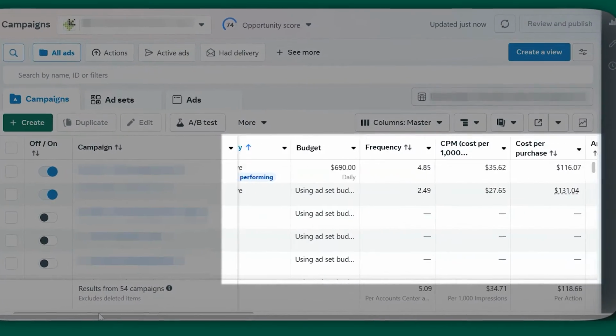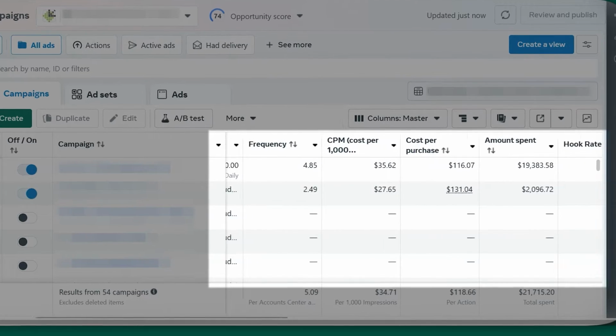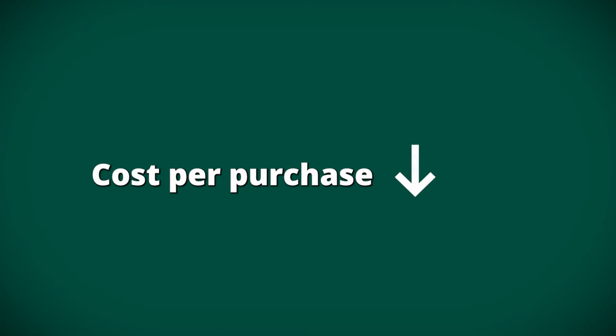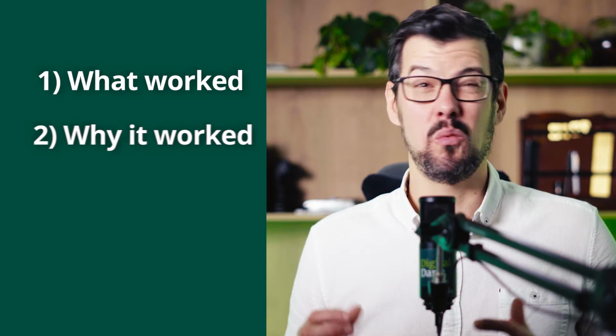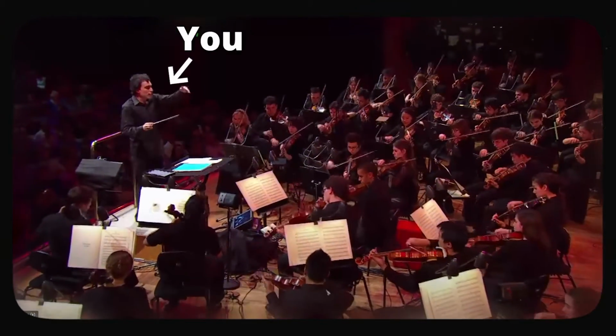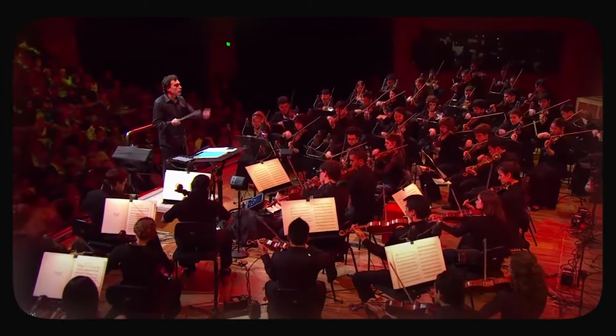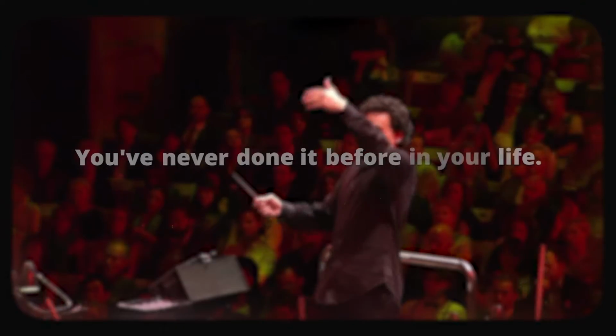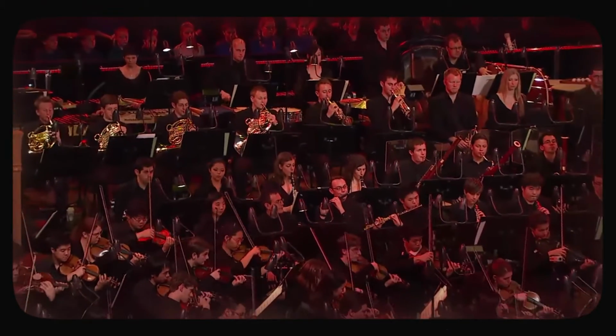The moment I used this layout for a Shopify brand, their cost per purchase dropped 20% in 1 week. Why? Because I could see what worked and why it worked. Think of it like this. It's like trying to conduct an orchestra with 100 musicians all playing at once, and you've never done it before in your life. You don't know where to look.